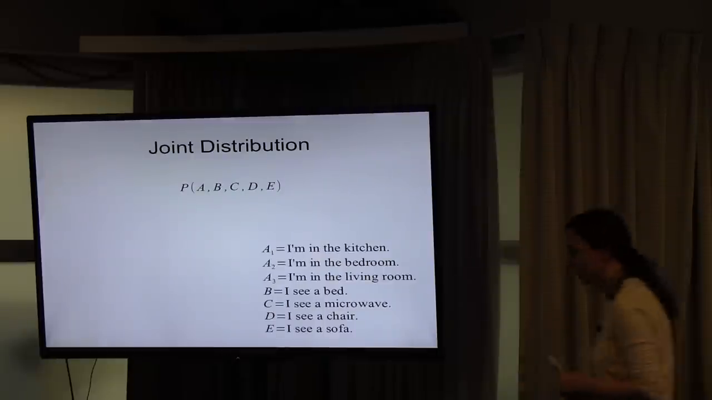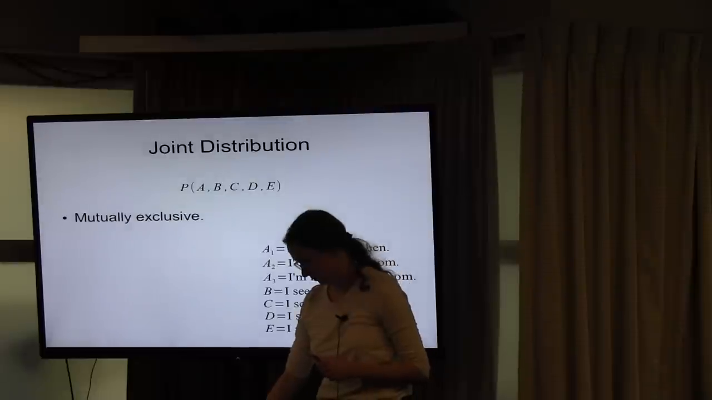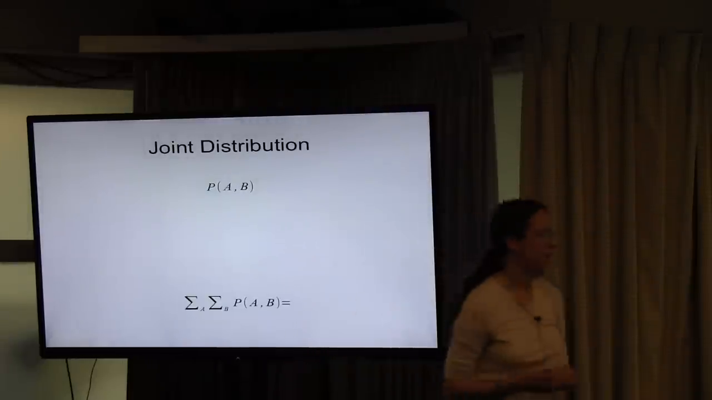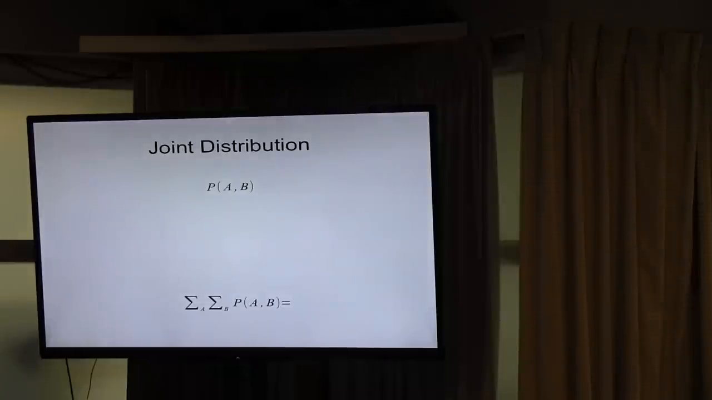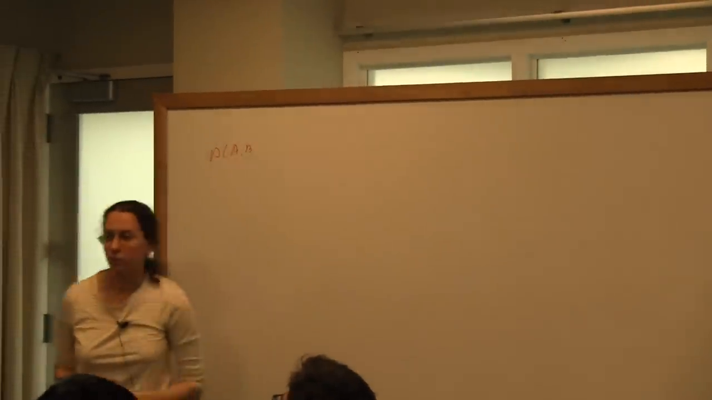So let's think about it in a simpler case. I have just A and B. Let's not worry about all the other ones for now. What are the rows and the columns for the joint distribution for A and B? Yep, B is going to be true and false, and A is going to be A1.